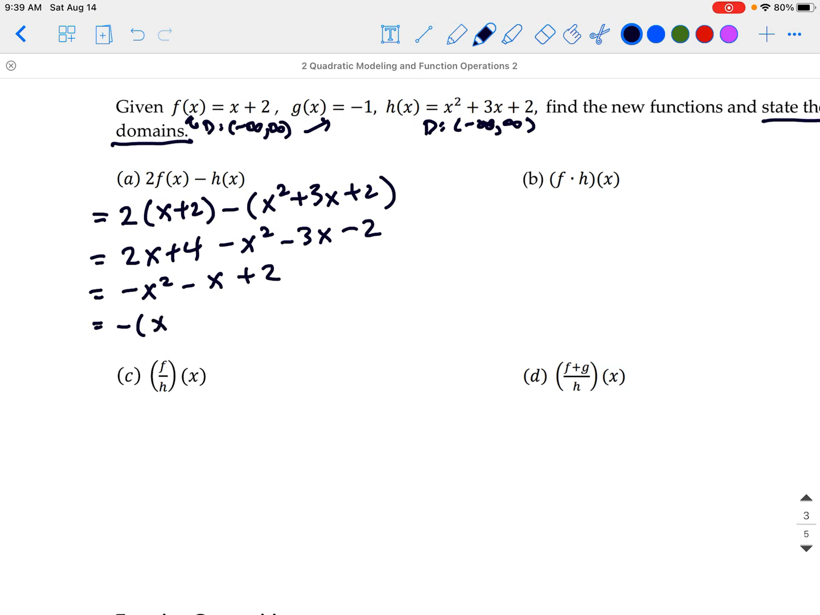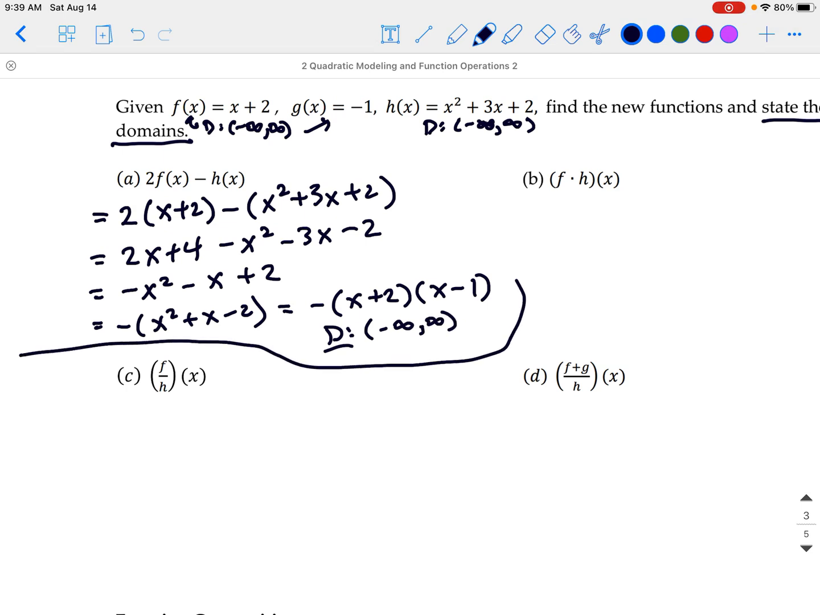What I will note, though, is if we did factor out negative 1, we do get a factorable quadratic inside. So you could also write this in factored form. So negative quantity x plus 2 times quantity x minus 1. So any of those are perfectly fine. Doesn't matter which one you choose. And clearly, we've just combined the two polynomials with subtraction, so there's no domain issue at all. So the domain is going to remain the same. All real numbers.